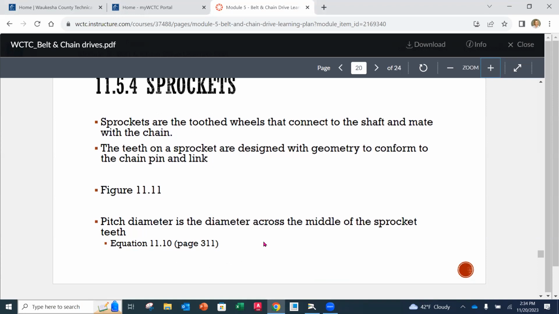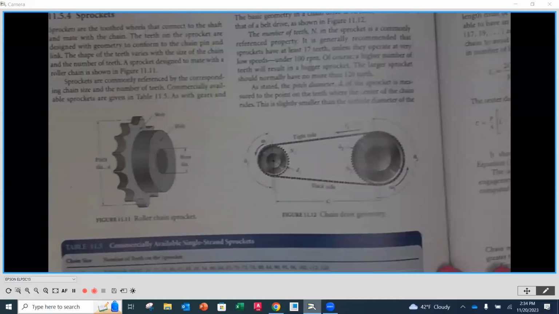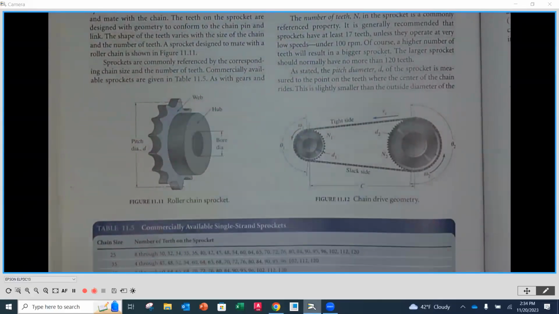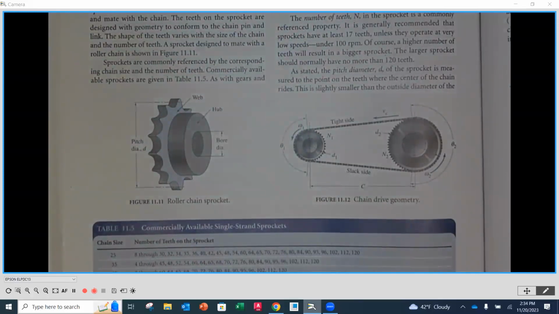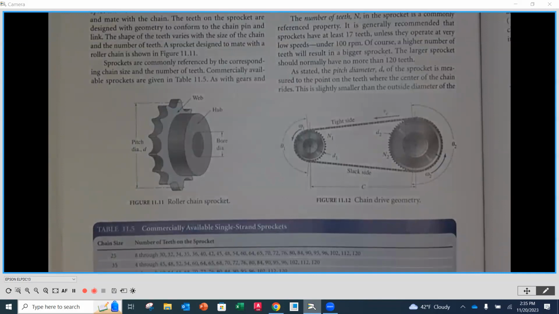Now, pitch diameter. It's another familiar term that we heard when we talked about gears and belts, and now we're going to hear it again when we talk about sprockets. Pitch diameter is the diameter across the middle of the sprocket. If we go back to that same illustration we just looked at, it's right in the middle there. It's where we get contact with our chain. It's that effective diameter, just like it has been for the other two elements, and it's how we size our sprockets.